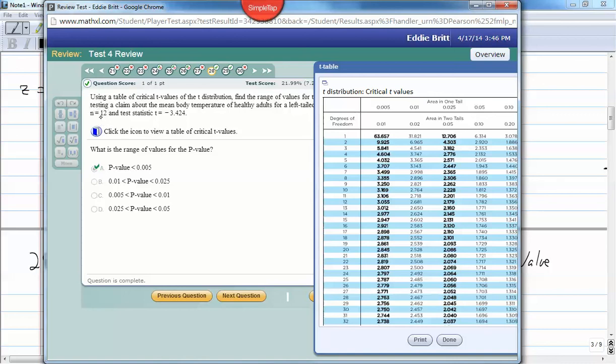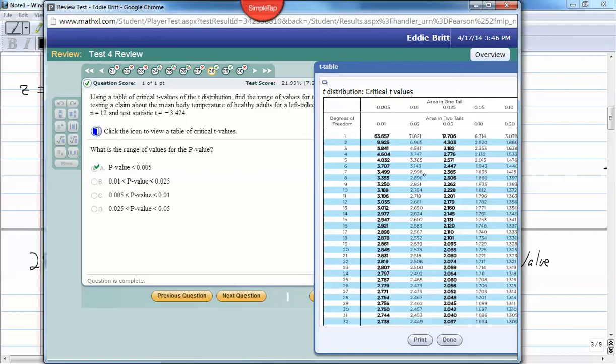All right, so n equals 12, so our degrees of freedom would be 12 minus 1, or 11. So let's go down to 11, and let's see where our test statistic, which we're going to use as positive 3.424, is in relation to these different values here in 11. If our test statistic was, say, here, which it's not, then we would look at the area in one tail, since we had a left-tailed test. That is only one. Left or right, it's only one. And our p-value would be between these two numbers.